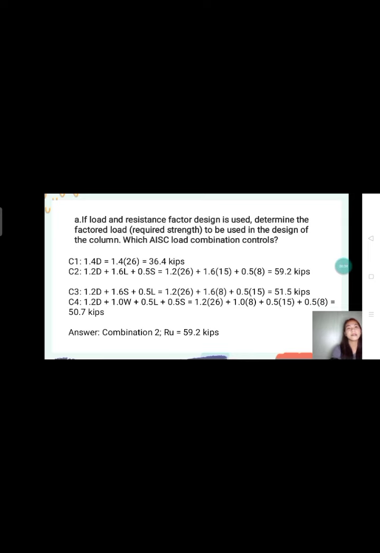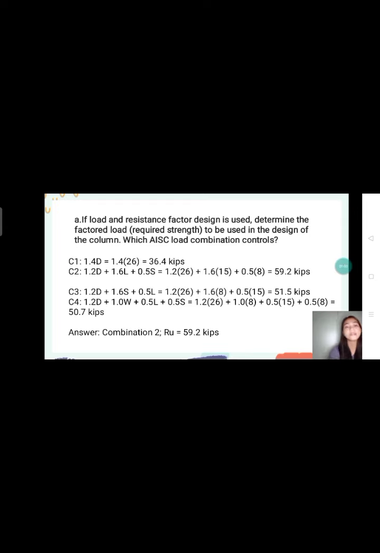Question letter A. If load and resistance factor design is used, determine the factored load or the required strength to be used in the design of the column. Which AISC load combination controls? For combination 1, this is the formula: 1.4 times D. You only need to substitute its value. 1.4 times 26 equals 36.4 kips.